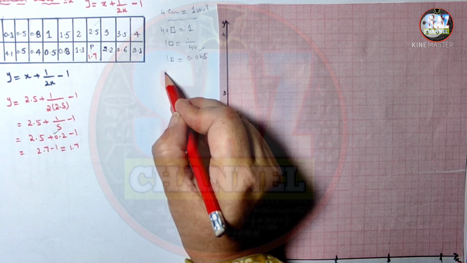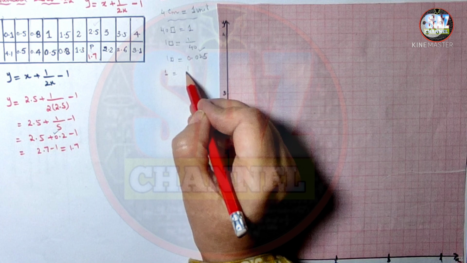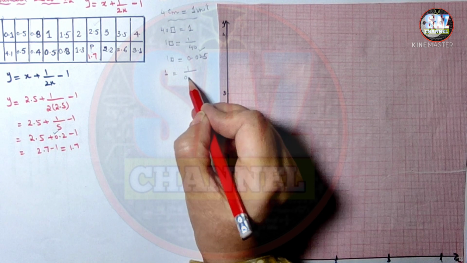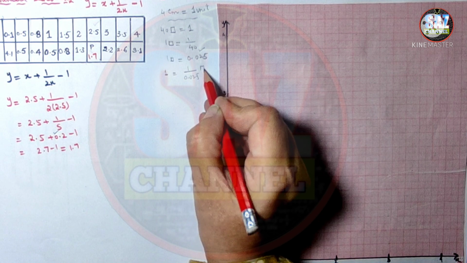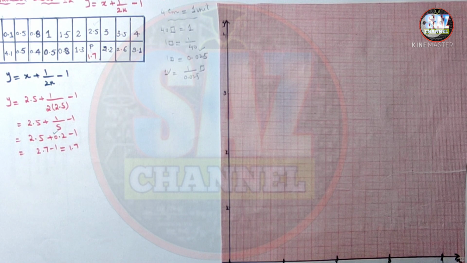So it means if the block is 1, this tiny block, then the value is 0.025, and if the value is 1, then the blocks will be 1 over 0.025 blocks for 1. Okay, now the first point that we have to mark and locate is 0.1 with 4.1.